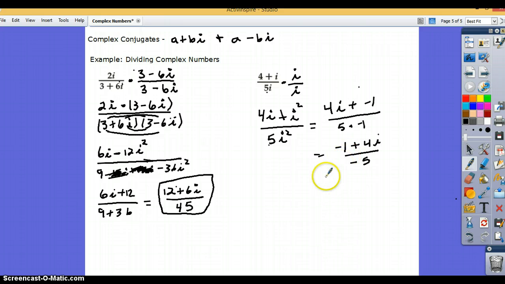Now, you could go one step further. We don't necessarily want that negative. So negative and a negative here, right here, and right here become a positive. So what I'm going to do is I'm going to put 1 minus 4i. So change the signs on top. If I change both signs on top, I can change the sign on the bottom. And so it's 1 minus 4i over 5.